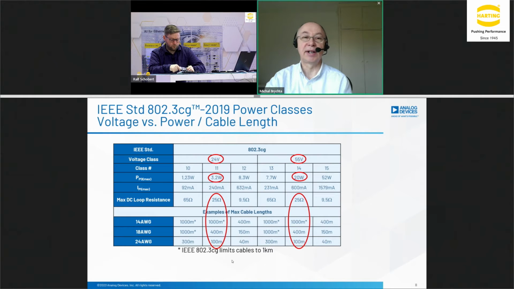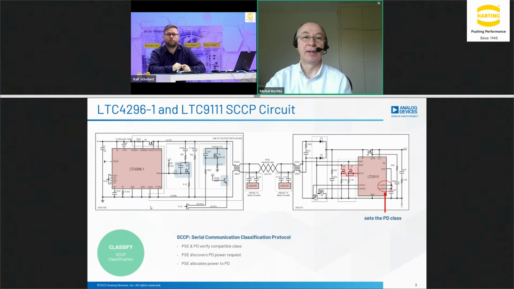And that is the reason for the classification. That is the reason why there are different power classes, and the different power classes operate with different voltage. And I'll show a little circuit here. So it's using some integrated circuits and some discrete components around it. So on the left-hand side is the device delivering the power. On the right-hand side is the device taking the power.